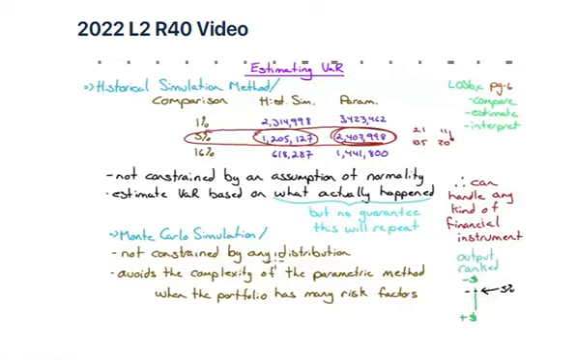It avoids the complexity of the parametric method when the portfolio has many risk factors. The portfolio we did had 2 risk factors, and each of the securities we held were complete risk factors. That may not be true in a real portfolio. You may have half a dozen risk factors. You may have equities, you may have commodities, you may have foreign exchange, you have country risk. You can have a whole bunch of different risk exposures.